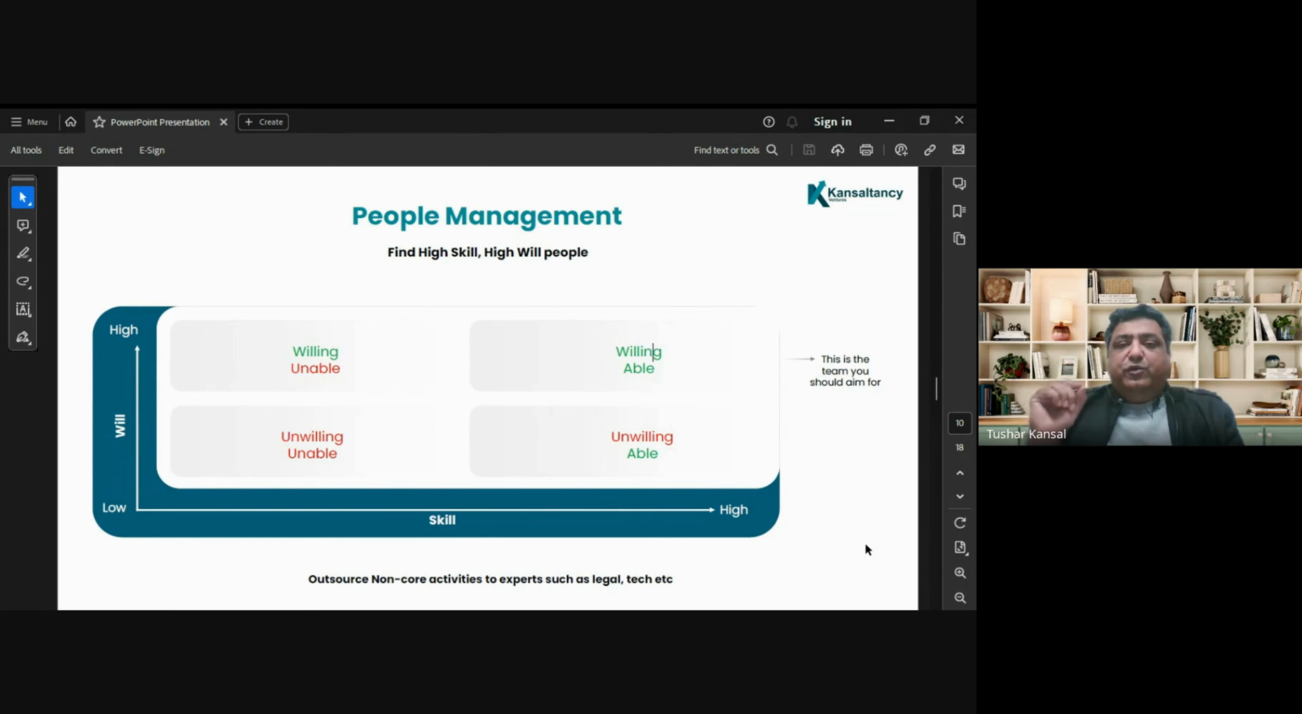Don't try to do everything yourself. You have to delegate, you have to do people management. Whatever non-core activities are there, you just outsource them. For example, some routine digital marketing activities, or some routine activities, just outsource it. For example, CA work can be outsourced. A lot of startups don't have full-time CAs. Legal work can be outsourced.